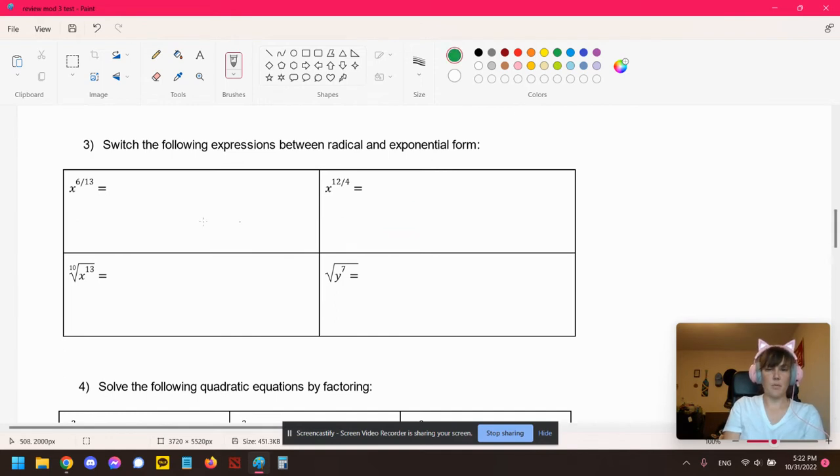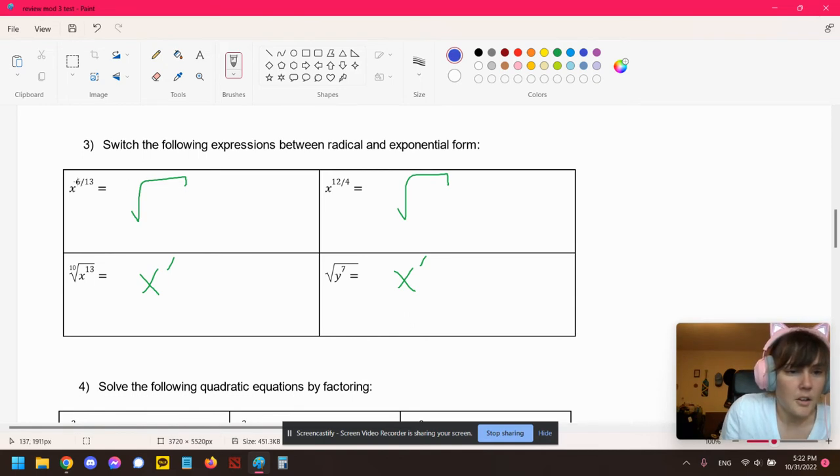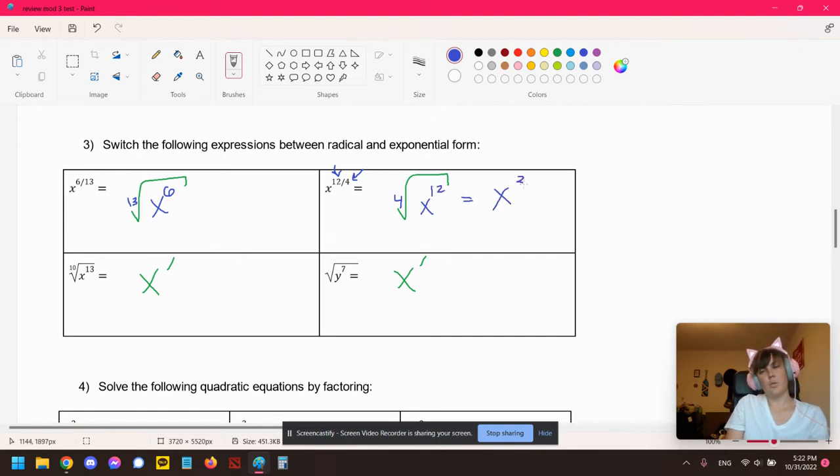Switch between the following expressions between radical and exponential form. Exponential form will always have the exponent like a fraction, and then radical form will have a radical, right? So I'm just going to set those up. Here, x to the power 6 stays to the power of 6, and the denominator of the exponential fraction becomes the root, the 13th root. So if this is our denominator, it goes into our root, and if this is our exponent, it stays as our exponent. We definitely could have simplified this one, though, because 12 divided by 4 is 3.